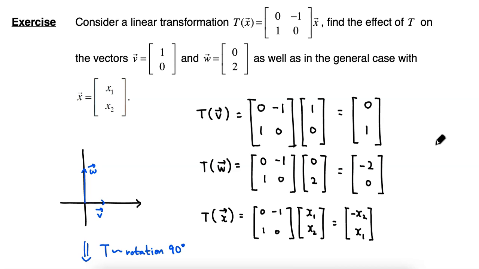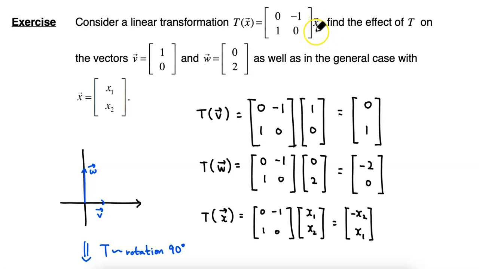Let's look at a geometric interpretation of a linear transformation now. If we say that the linear transformation T is defined with matrix A, 0, -1, 1, 0, we would like to see what effect this matrix or this linear transformation has on vectors.